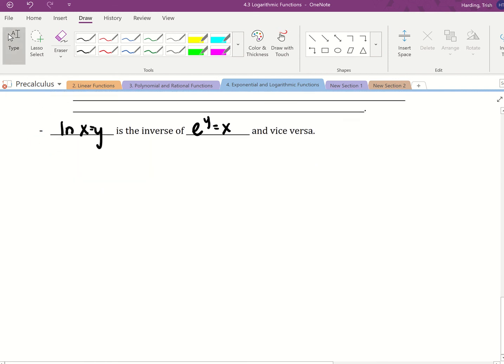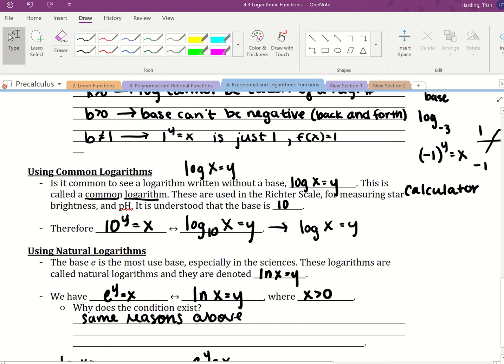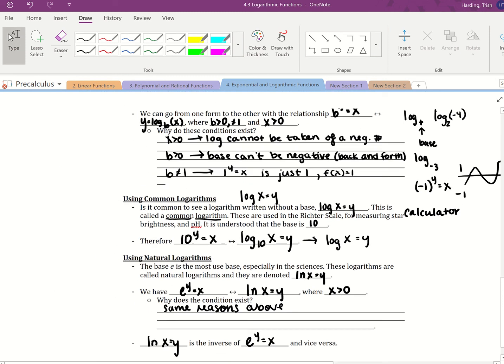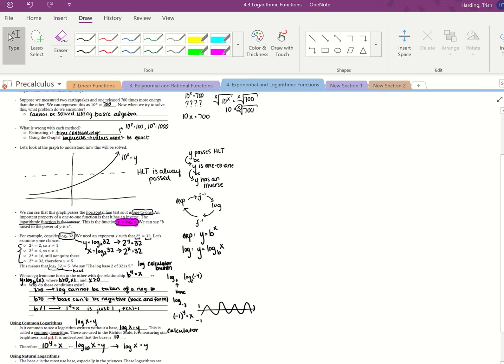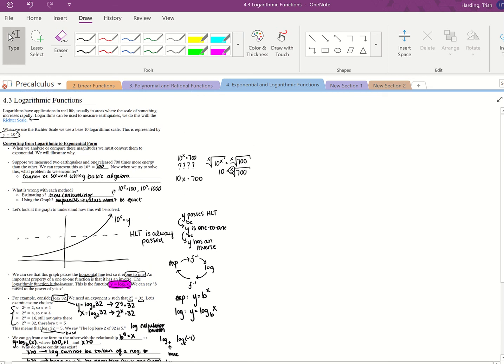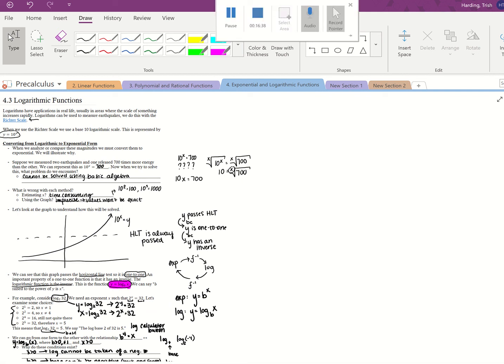We will go over examples in class on how to solve these things. And this is pretty much logarithmic functions. So thank you for joining me, and I look forward to seeing you in the next one.